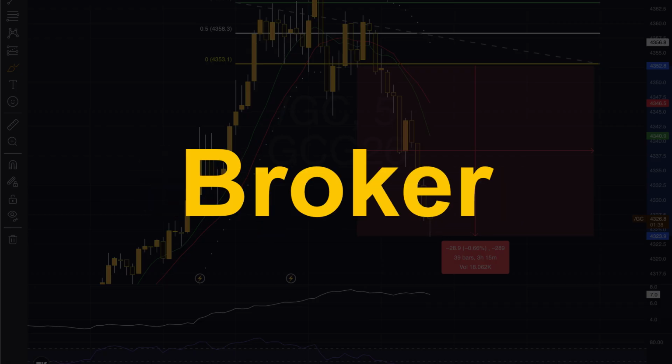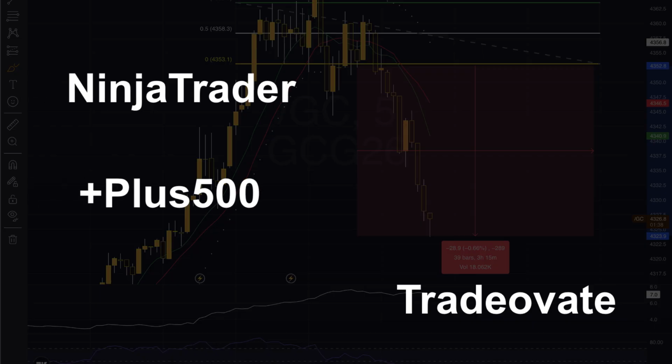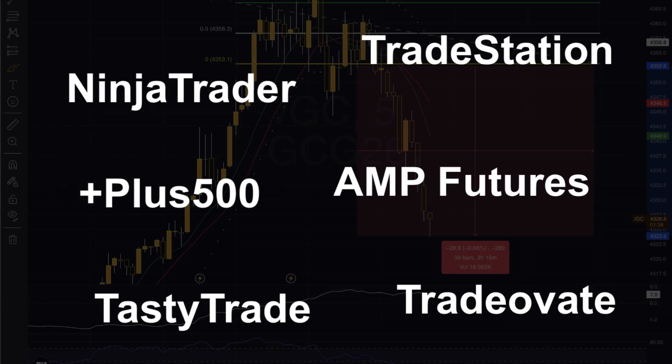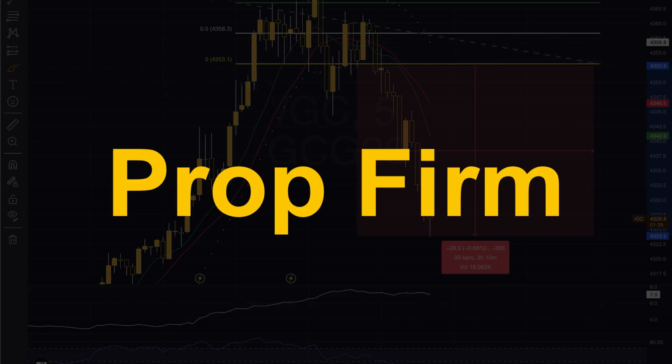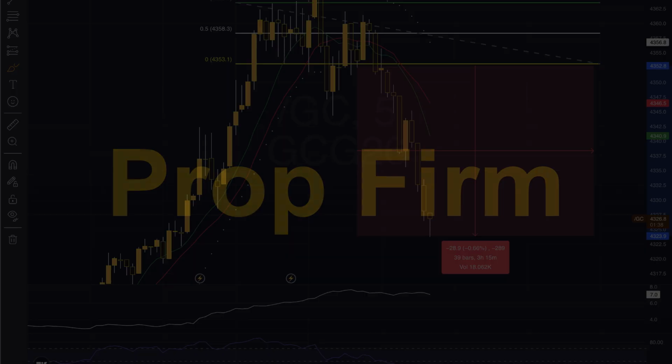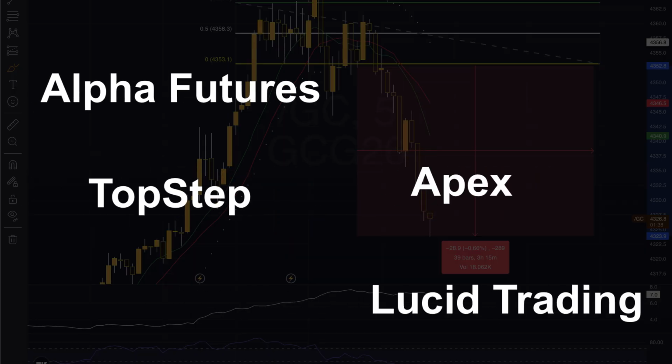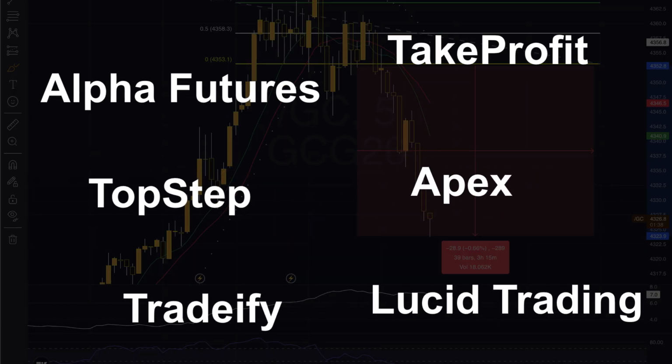Broker. This is the company that gives you the software and connects you to the market. You give them your money and they let you click the buy and sell buttons. Prop firm, short for proprietary trading firm. These companies give you their capital to trade with if you can prove you're a disciplined trader, usually through a test. Most of the time they're called evaluation tests, or evals for short.